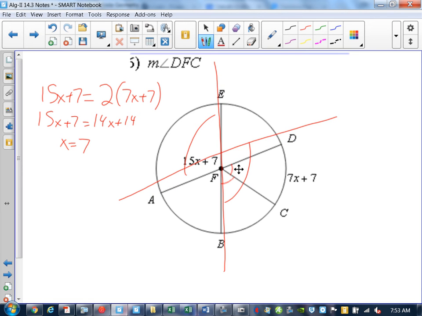It did ask for angle DFC, which is just this part here. 49 plus 7, 56. There you go. 49 and 7 is 56.